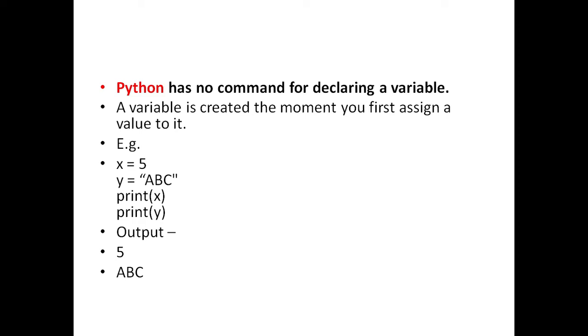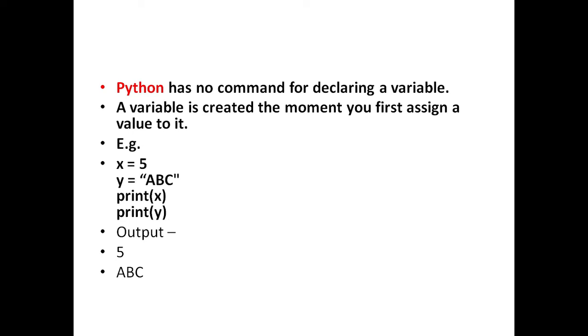Python has no command for declaring a variable. A variable is created the moment you first assign a value to it. For example, x = 5 and y = "abc". And when we use print(x) and print(y), the output will be 5 and abc.